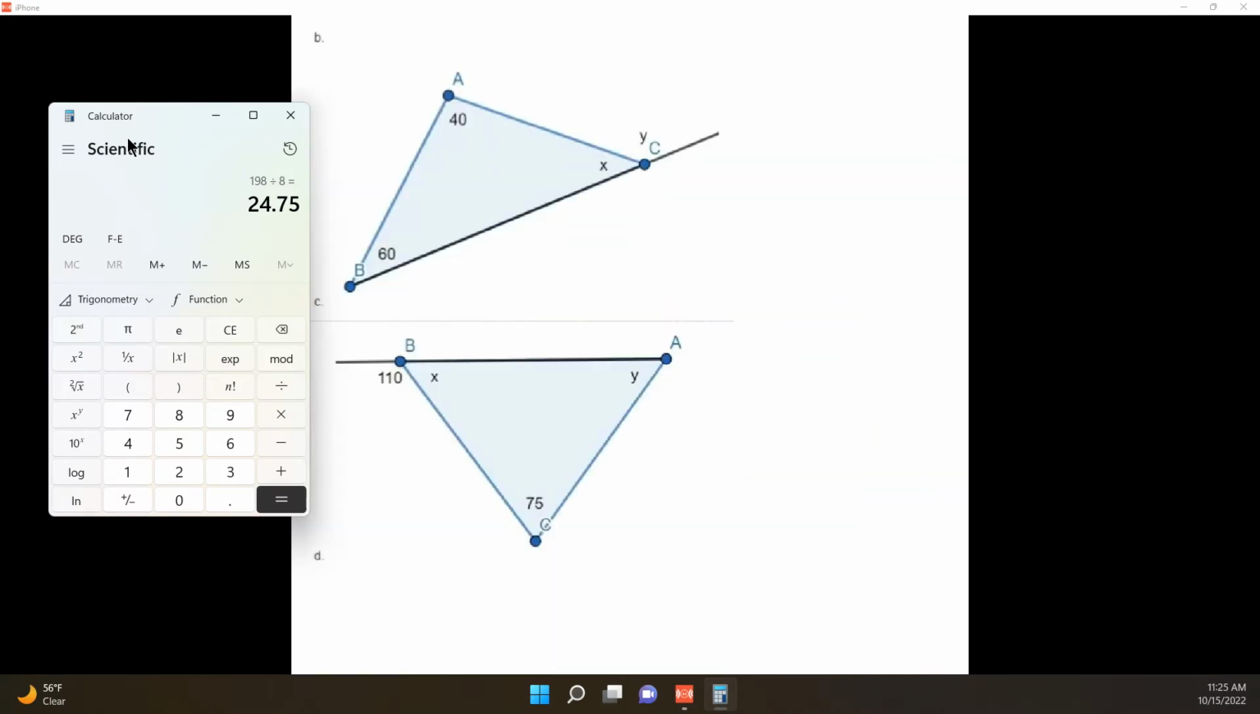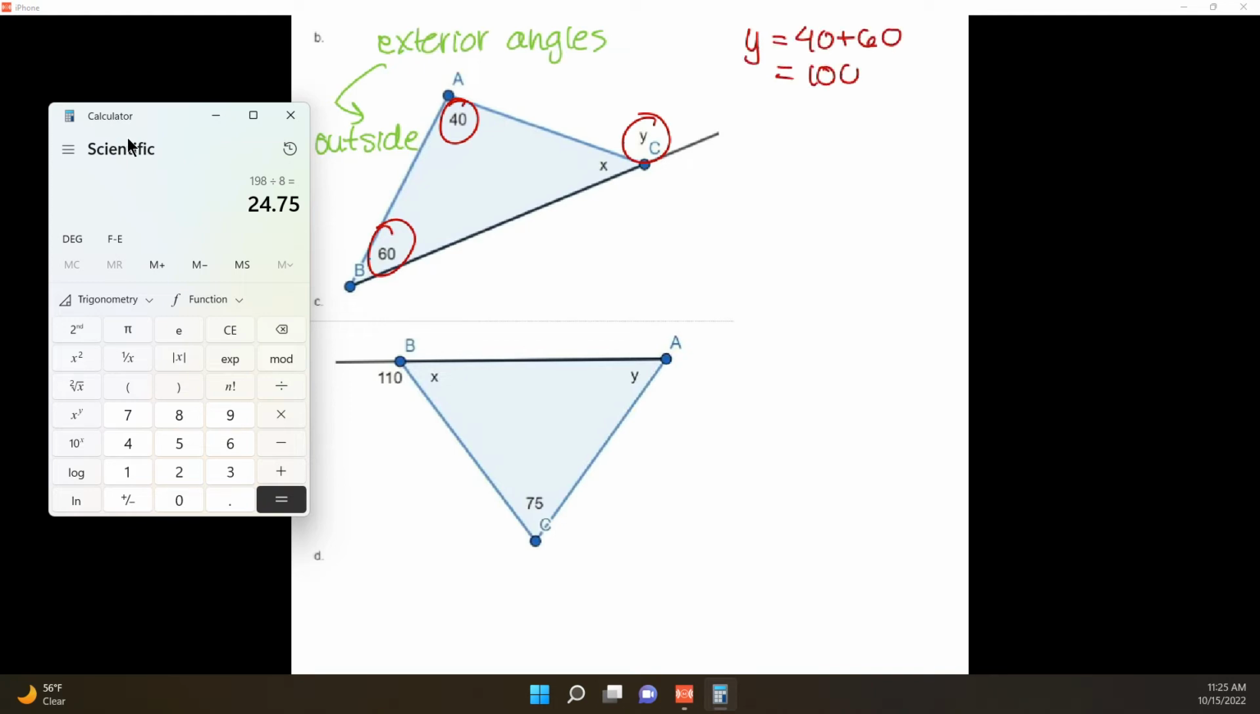Let's take a look at the exterior ones now. So you've got a couple of ways to play the exterior angles. So exterior angles, okay, that's exterior meaning the outside angle of a triangle. So two ways to play this here. You could remember that the exterior is equal to the two remote interior angles. So in this case, we could say that y is equal to 40 plus 60, which is 100.